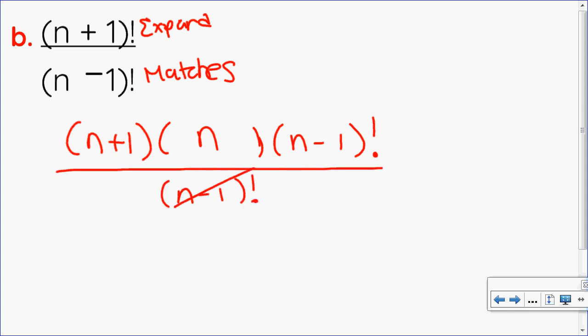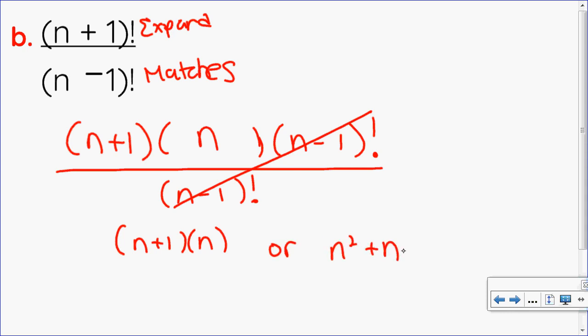Because it matches, I can divide. The same thing divided by the same thing cancels, is 1, so I'm left with n plus 1 times n. I'm okay if you leave it that way, or if you want to, you can distribute the n in and say it's n squared plus n. Either is fine.